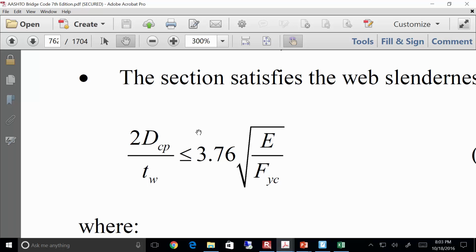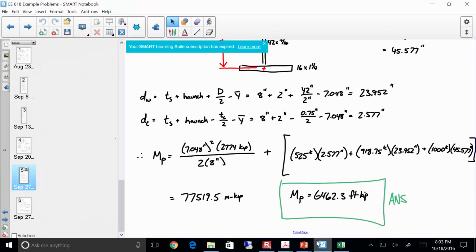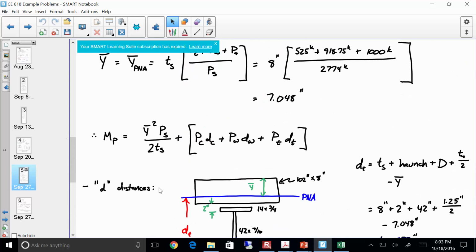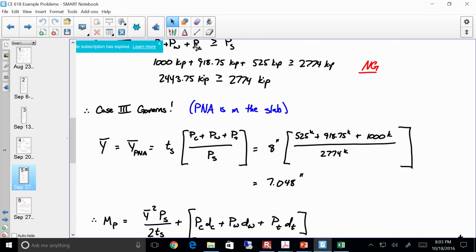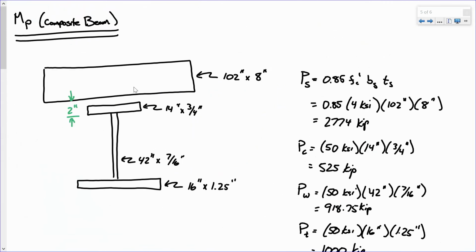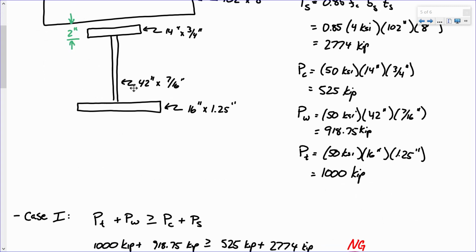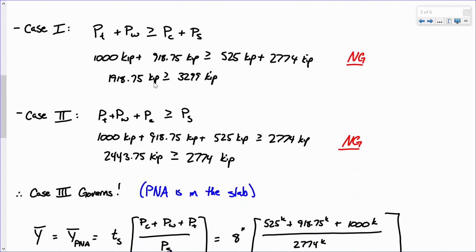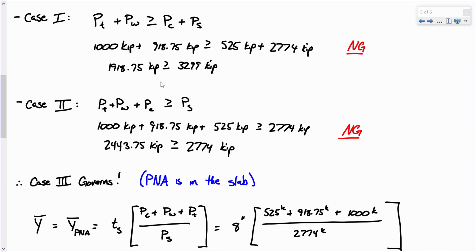So what I want to do is go back to this. All right? Let me scoot this over a little bit. I want to look at this. Remember this calculation that we did together where we looked at Mp for the composite beam? So here was the beam. We started off, we looked at the plastic forces inside all those sections. We figured out what case we were dealing with. We determined that the PNA was in the slab. Remember this, et cetera, et cetera. Everybody good with all this?